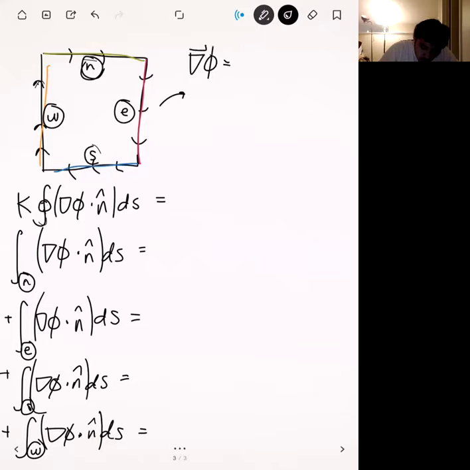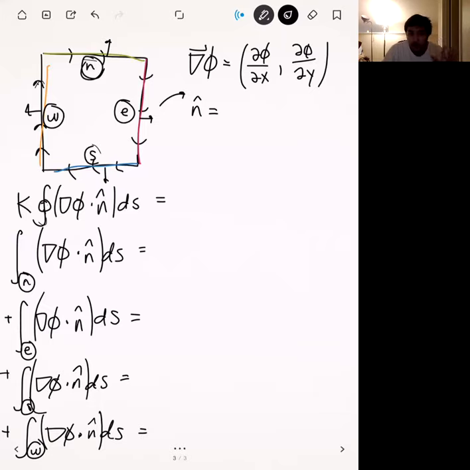Remember, the gradient of phi is basically the partial derivatives of phi in each x and y direction. So it's a vector where it's partial phi partial x for the x component, and partial phi partial y for the y component. And then the n hat here is the normal vector on each of the faces. The way you find it is you draw a line that's perpendicular to the face, and whatever direction that line is facing, that's your normal vector.